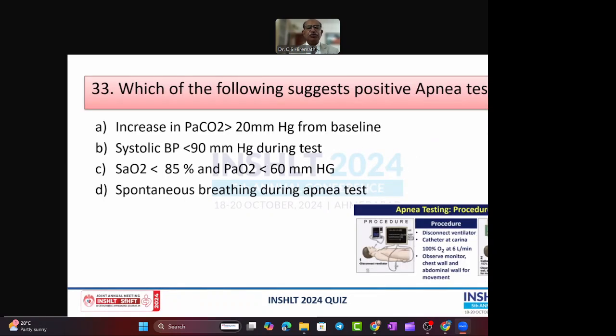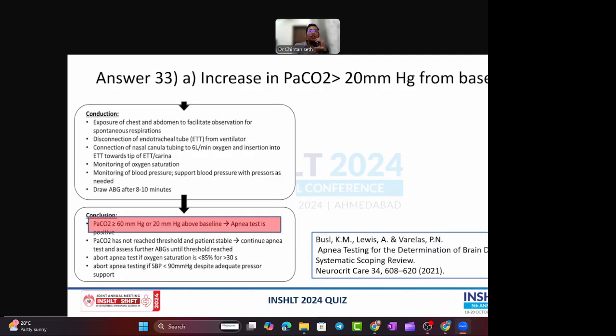Which of the following suggests a positive apnea test? Here the answer is an increase in PaCO2 of more than 20 mmHg from the baseline. The other three options are situations where we should stop the apnea test. The apnea test is the confirmatory diagnosis for brain death. We disconnect the ventilator after giving oxygen, take the baseline ABG, and take another ABG after 8 to 10 minutes. If PaCO2 is absolutely more than 60 mmHg, or if it increases more than 20 mmHg from the baseline, we consider the apnea test positive.